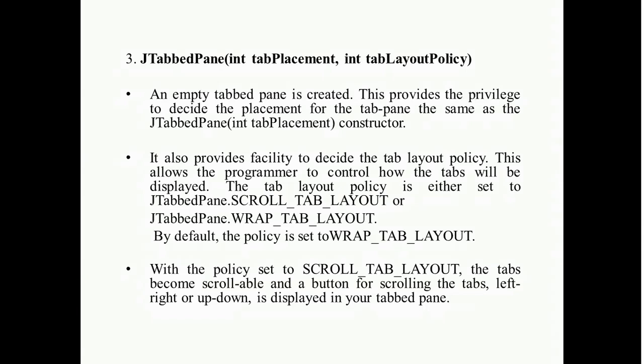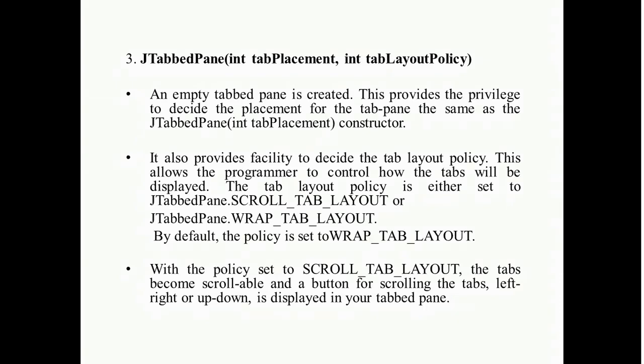The tab layout policy is either set to JTabbedPane.SCROLL_TAB_LAYOUT or JTabbedPane.WRAP_TAB_LAYOUT. By default, the policy is set to JTabbedPane.WRAP_TAB_LAYOUT. With the policy set to SCROLL_TAB_LAYOUT, the tab becomes scrollable and buttons for scrolling the tabs, left to right or up to down, are displayed in your tabbed pane.